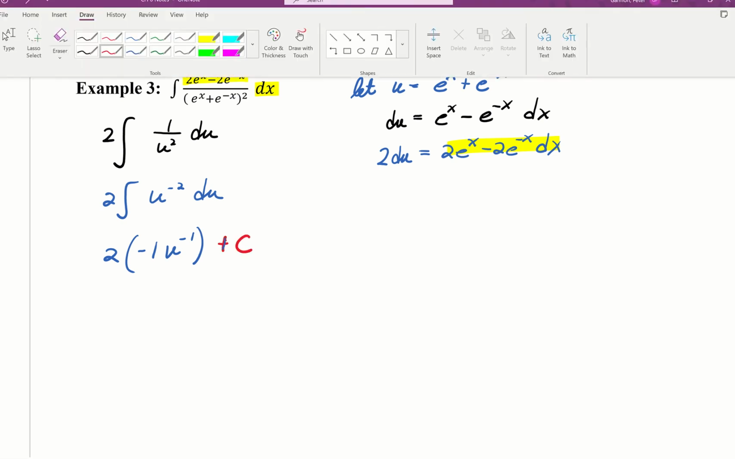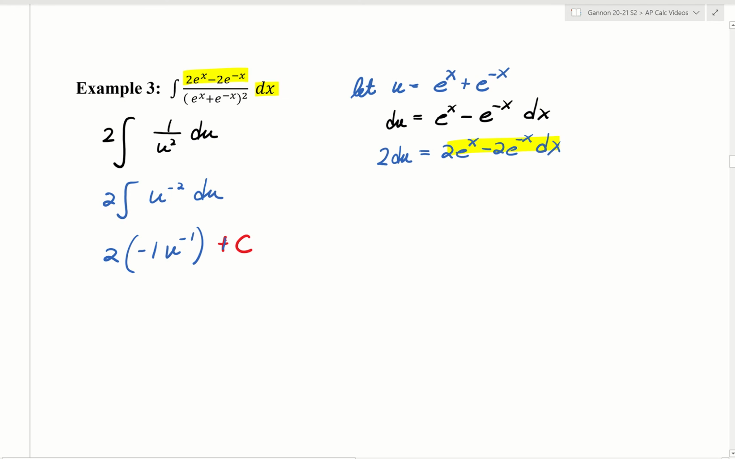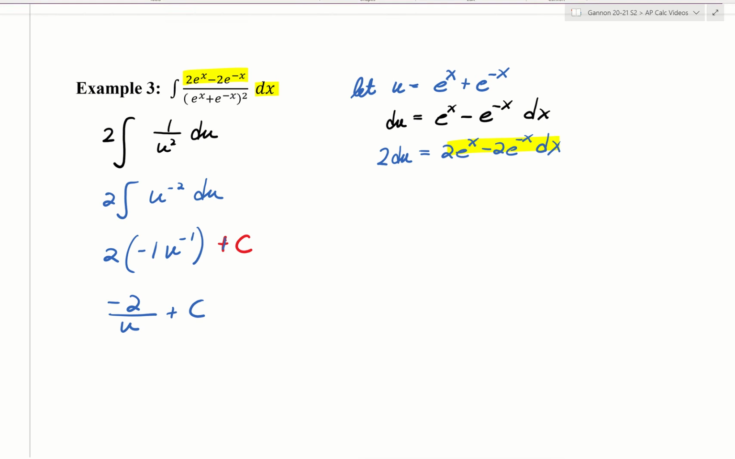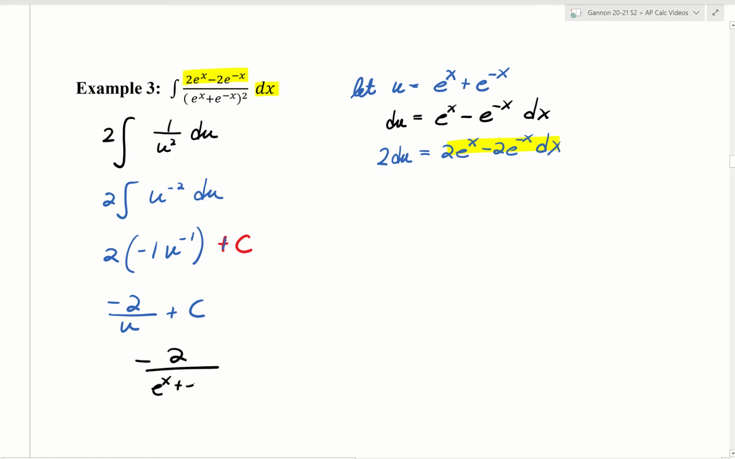So we can, in a way, look at this as negative 2 over u. And u was e to the x plus e to the negative x. So let's go ahead and rewrite that as negative 2 over e to the x plus e to the negative x plus c. And there's our integral.